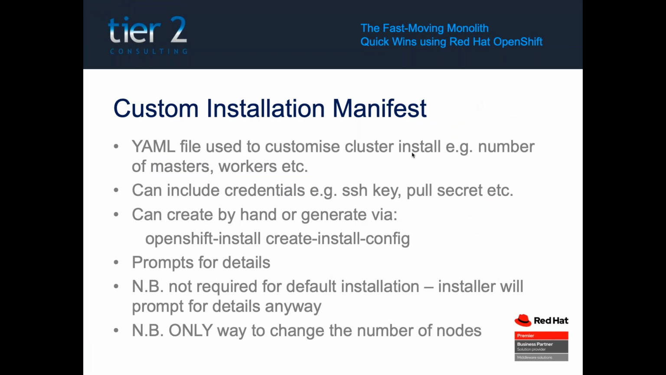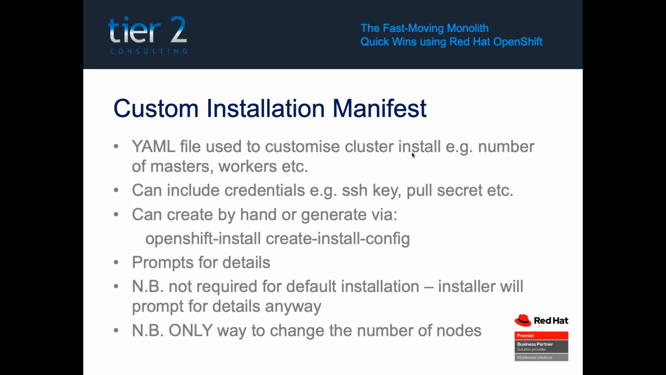Before we actually kick off the install, let's have a look at this custom installation configuration. It's a YAML file used to customize our install. Primarily, it allows us to change the number of instances that we provision, the number of masters, the number of workers. Inside this file, you can include credentials such as the SSH key that we generated earlier and the pull secret for downloading images. This just makes the installation process a bit quicker so that we don't have to respond to prompts.